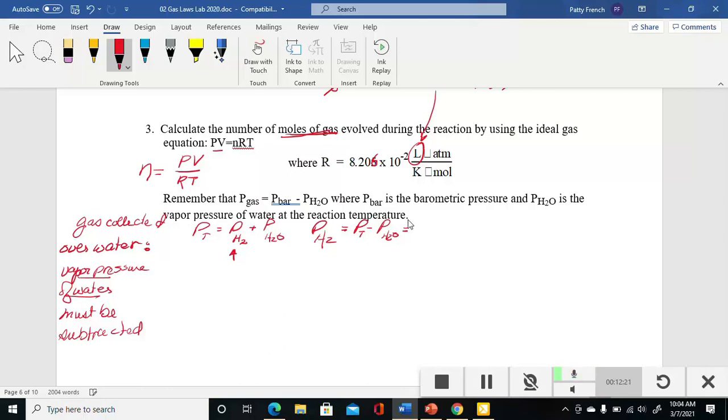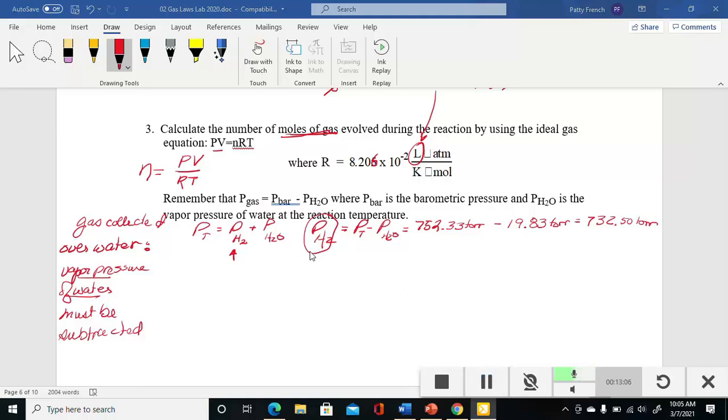So let's go ahead and plug these in. Let's see, our barometric pressure was 752.33 torr. And I went and looked up on the chart down front, and our vapor pressure for water at that temperature is 19.83 torr. So our pressure that's just due to hydrogen gas is 732.50 torr.